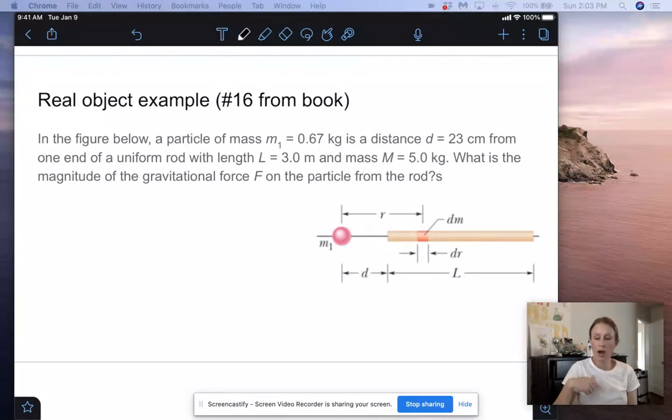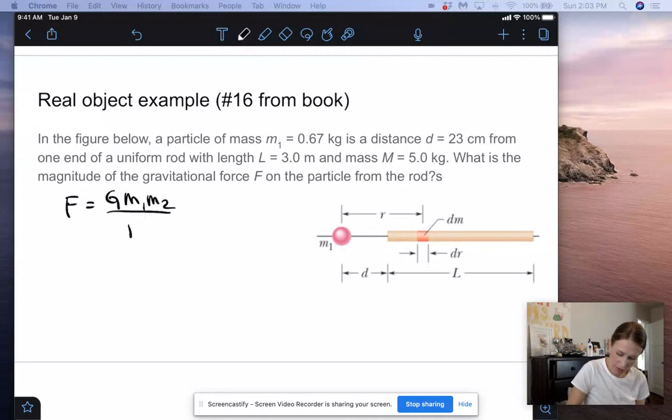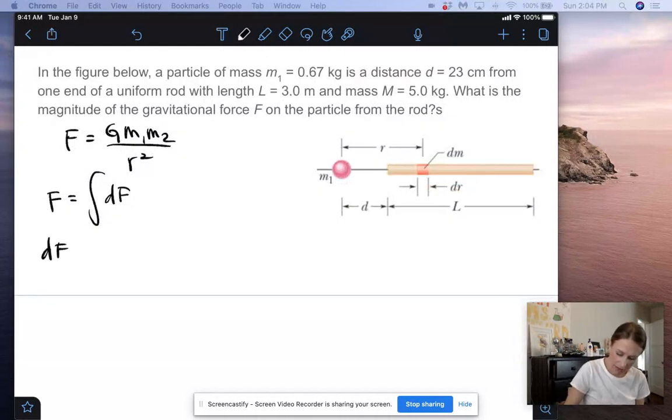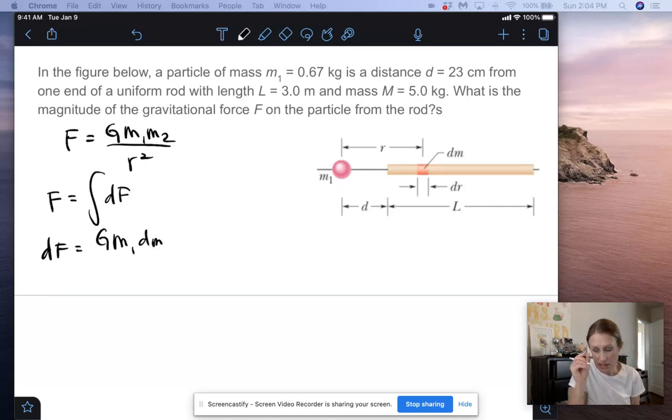So with this problem, because we have a real object, we can't use force is equal to G times mass 1 times mass 2 over r squared, because mass 2, the mass of the rod, is not a point mass. So we have to use the other equation, force is equal to the integral dF. In this case, dF is G times our mass 1, which is our point mass, that particle, times dm, that tiny infinitesimal dm, divided by r squared.